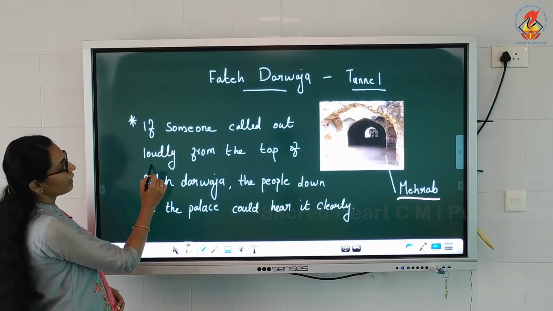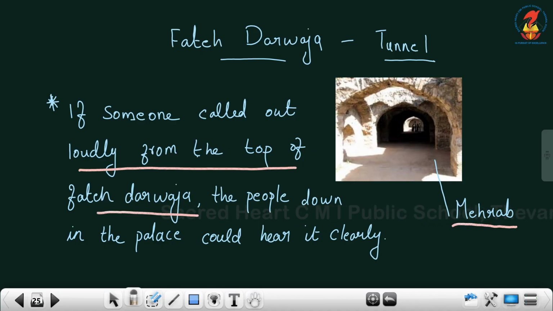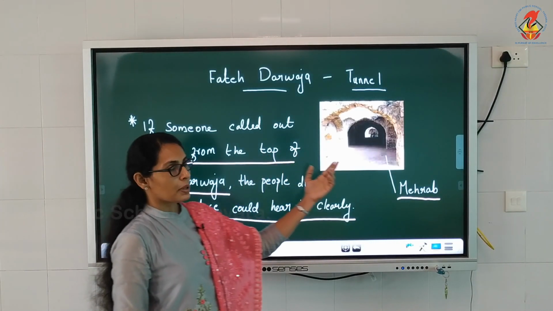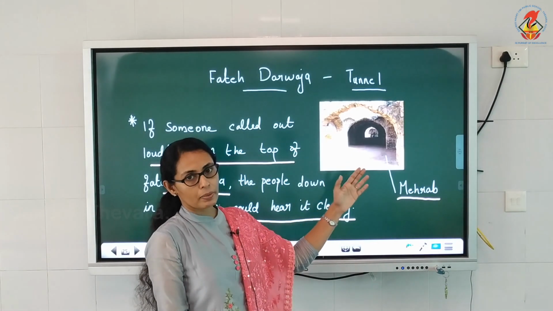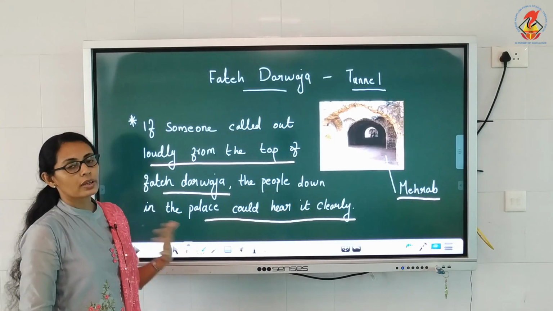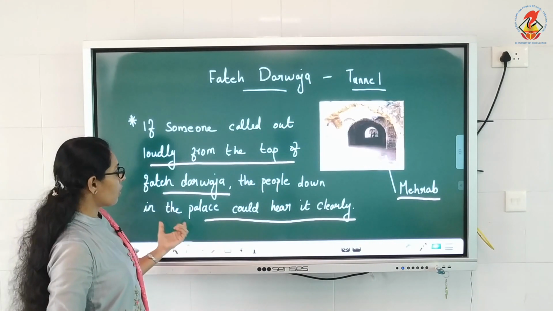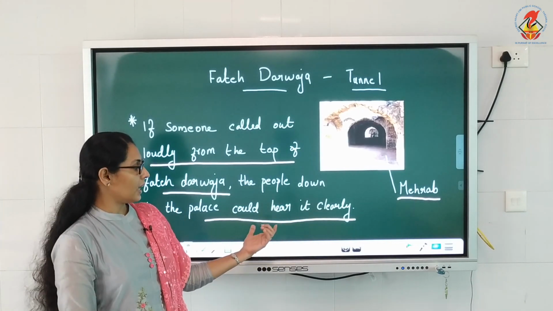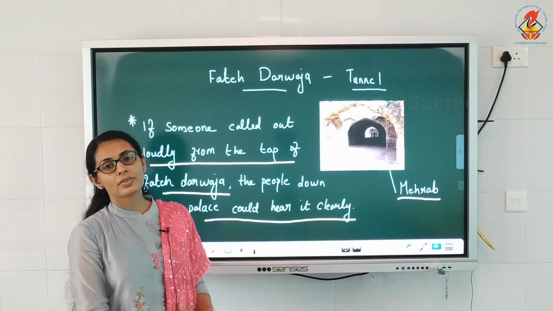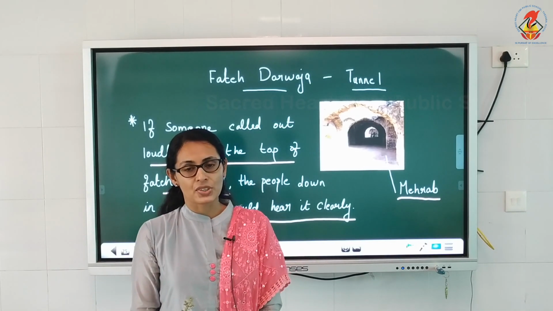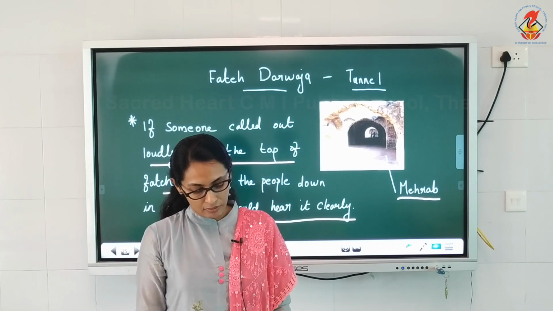If someone called out loudly from the top of the Fateh Darwaza, the people down in the palace could hear it clearly. If a king or sultan wanted to give an important announcement, a particular person would stand here at this place and loudly call out the sultan's order. So the normal people living in the lower area could hear it clearly. This is an important technique they used for passing their messages, and that is the Fateh Darwaza.